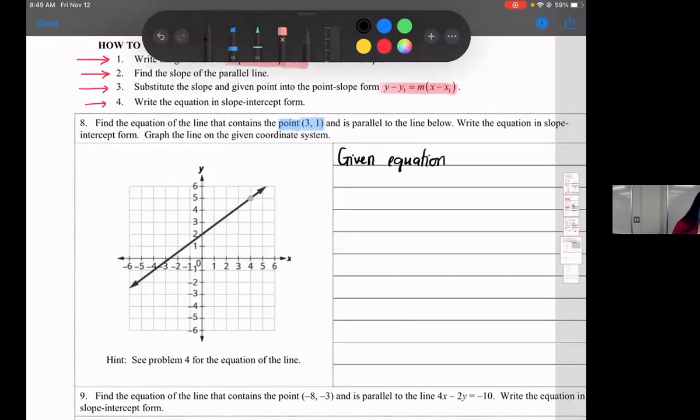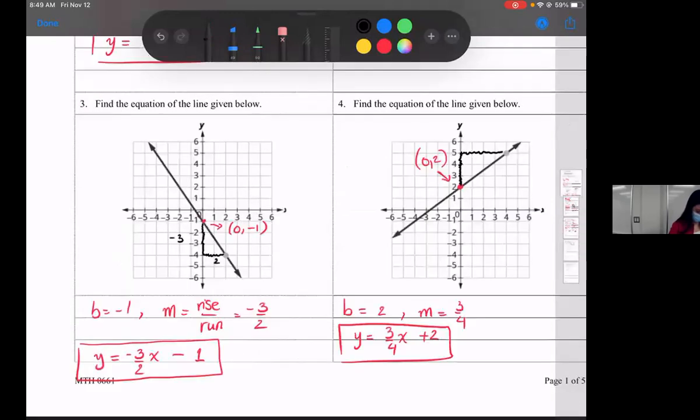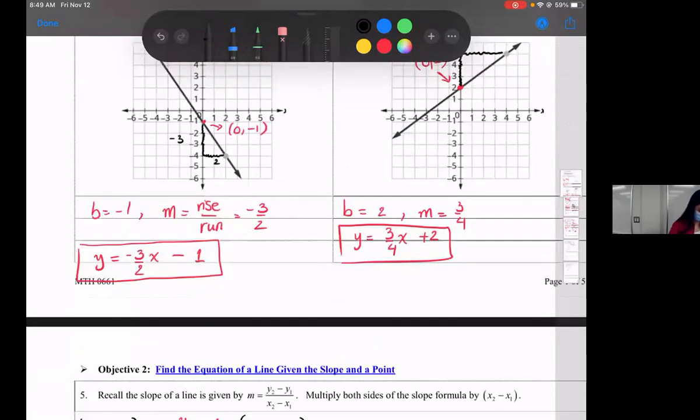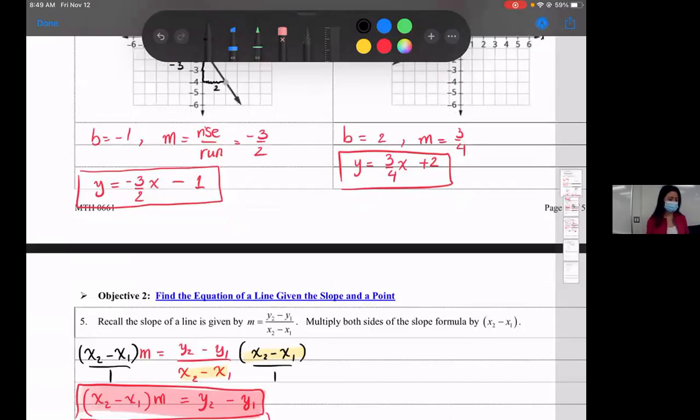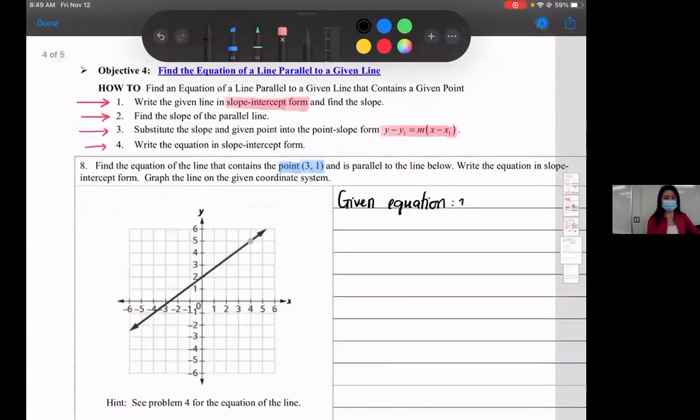Let me go back. What's equation number 4? Right there. It's y equals 3/4 x plus 2. They're always going to give you the equation, okay? In this problem, they just make you go back and look for it. But on the exam, if they have something like this, they should give you the equation. Is this equation in slope-intercept form? Yes, right. So we're going to continue with the bullet points.